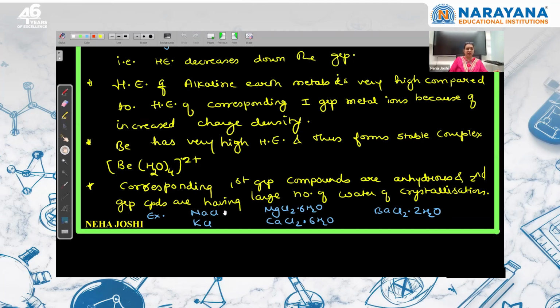See, NaCl does not form any hydrated version. MgCl2 forms hydrated versions. If you read the NCERT book, you will come across some places where it is written MgCl2.6H2O. At some places it is written MgCl2.8H2O. Okay, CaCl2 is fixed at 6, BaCl2 is 2, that is fine.